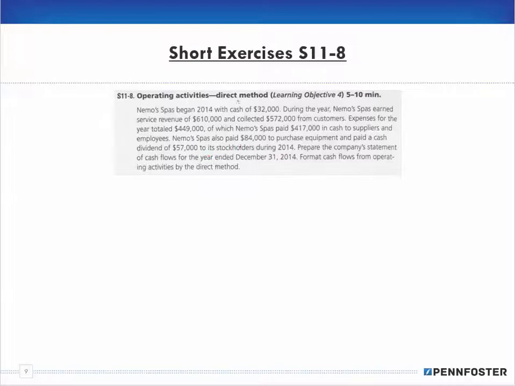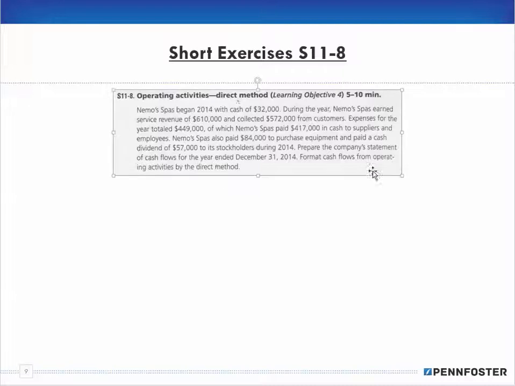But anyway, Nemo Spas also paid $84,000 to purchase equipment and paid a cash dividend of $57,000 to stockholders during 2014. It says prepare the company's statement of cash flows for the year ended 2014. Format cash flows from operating activities by the direct method. So, they could have just said format the statement of cash flows using the direct method, right? But in this particular problem, the reason I went through all of the spiel about how this information looks is because they're telling you that the operating activities is what is going to look different as far as this statement of cash flows is concerned.